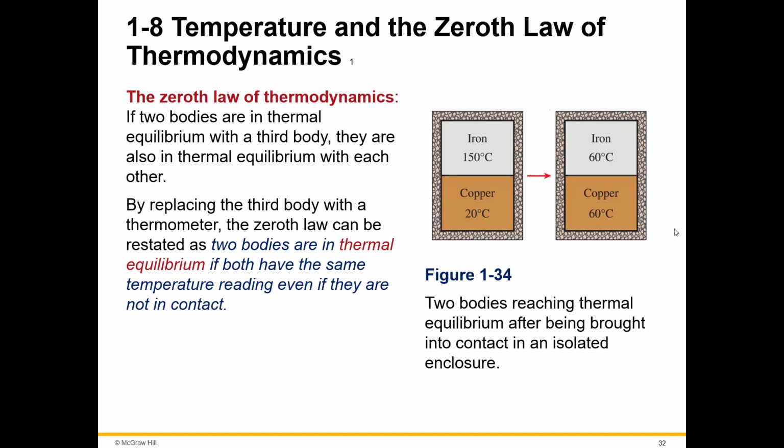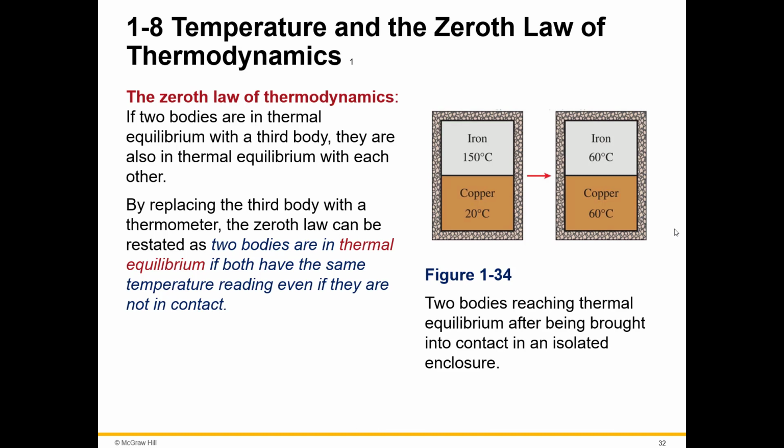So when we're talking about temperature and the 0th law of thermodynamics, we're not going to get really into the 0th law, but just for you to know, if two bodies are in thermal equilibrium with a third body, they are also in thermal equilibrium with each other. How does that make sense? Well, let's talk about it. By replacing the third body with a thermometer, the 0th law can be restated, right? Because the first one, you're like, what just happened, right? Okay, so let's restate it. The 0th law can be restated as two bodies are in thermal equilibrium if both have the same temperature reading, even if they are not in contact.